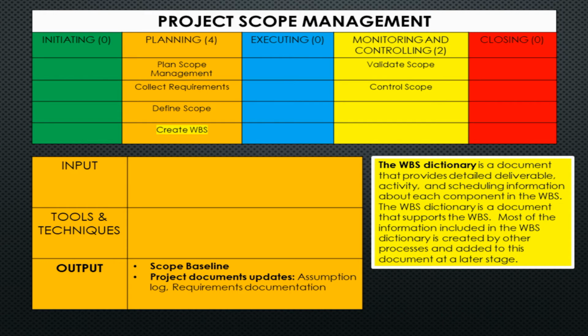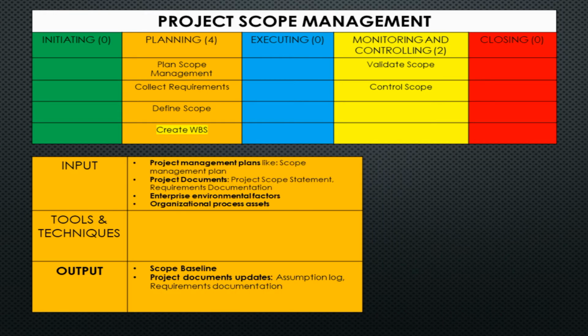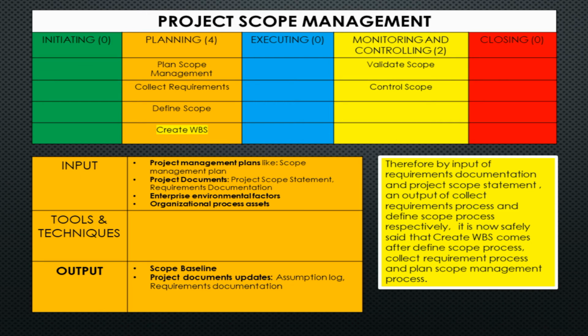What do we need to have this outcome? What are the inputs? Project management plan, like scope management plan. Moving forward, we also need project documents like project scope statement and requirements documentation. Therefore, by input of requirements documentation and project scope statement, and output of collect requirements process and define scope process respectively, it is now safely said that create WBS comes after define scope process, collect requirements process, and plan scope management process. Enterprise environmental factors. Organizational process assets.